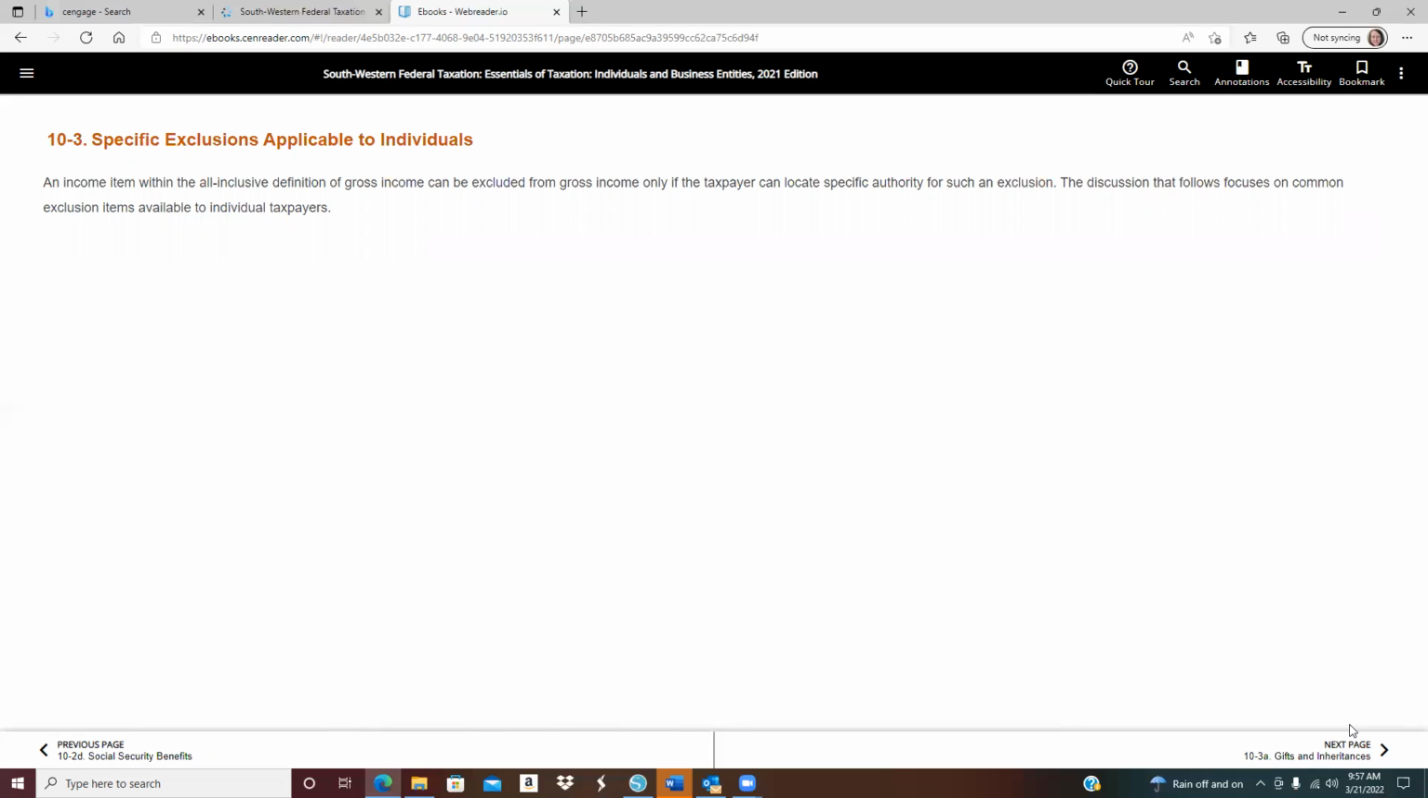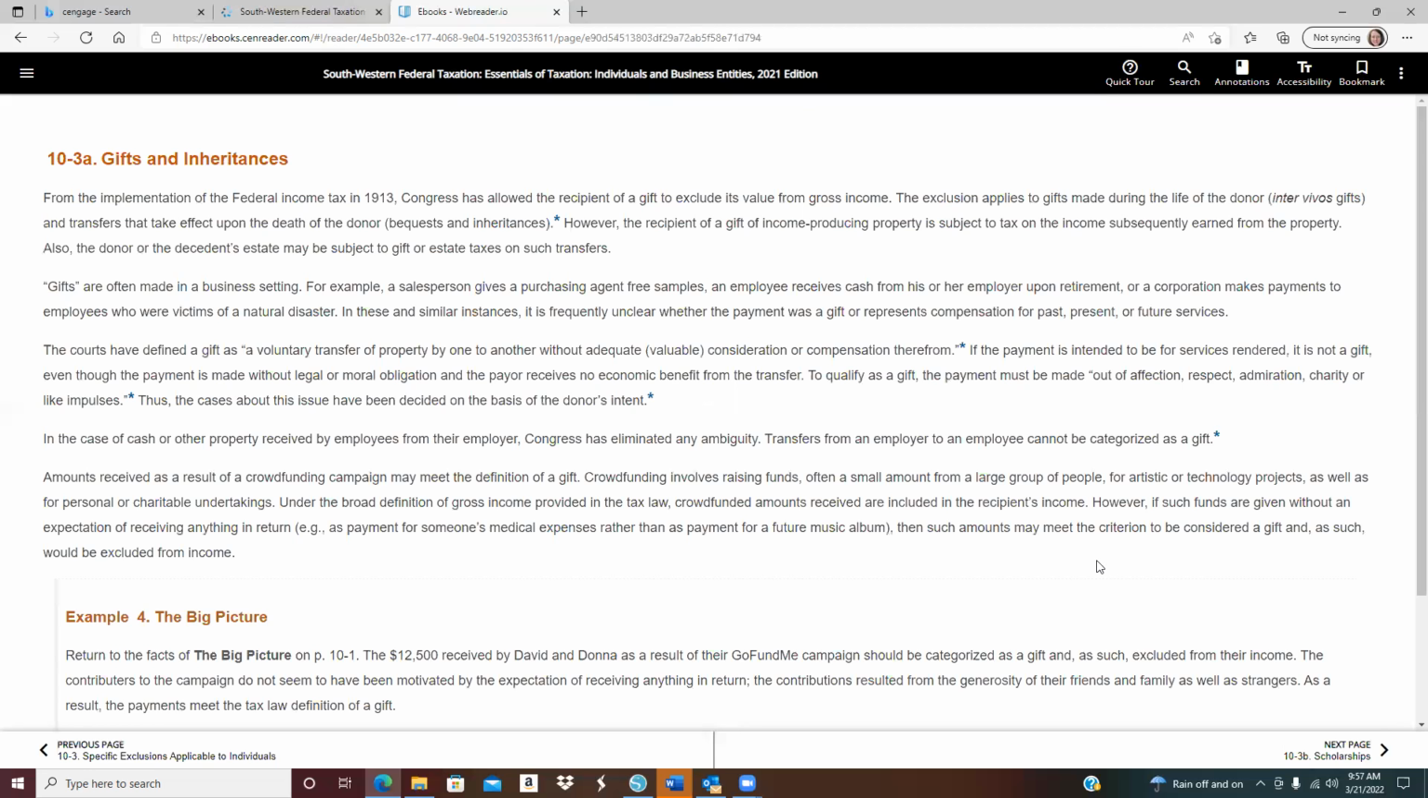So, specific exclusions. Given the all-inclusive definition of gross income, an item can be excluded from gross income only if the taxpayer can locate specific authority for such an exclusion. So let's talk about common exclusions.